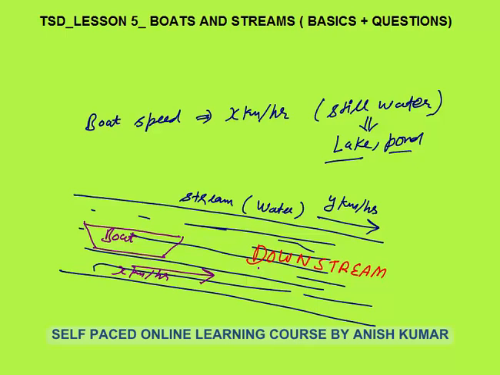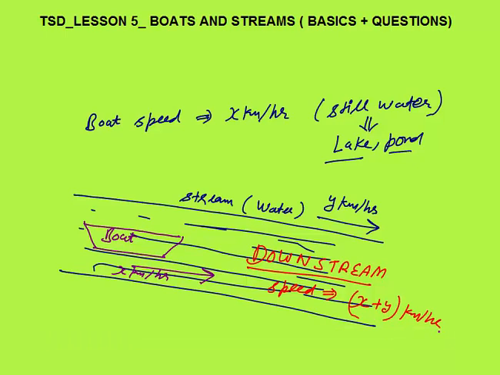Your effective speed would be how much? That is called the downstream speed. Effective speed, downstream speed would be how much? x plus y kilometer per hour, because x is your boat speed plus water is also assisting you. So effective speed would be x plus y kilometer per hour.